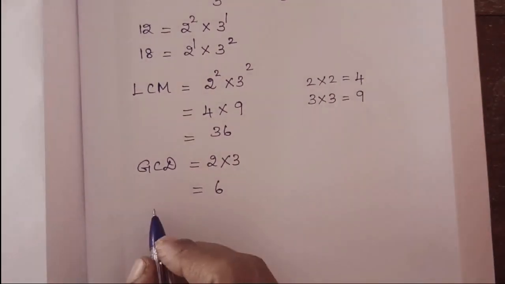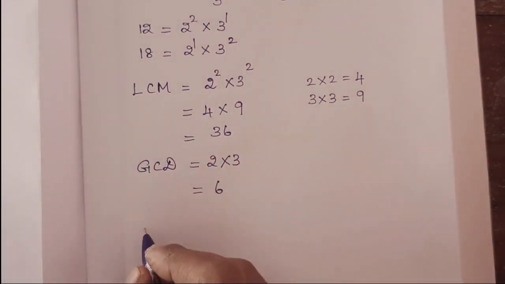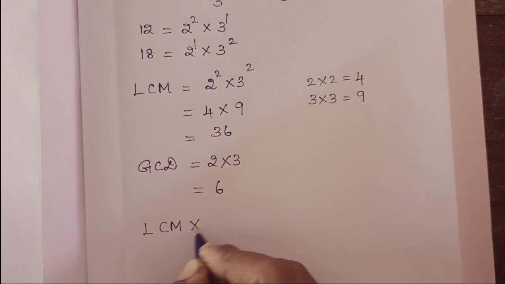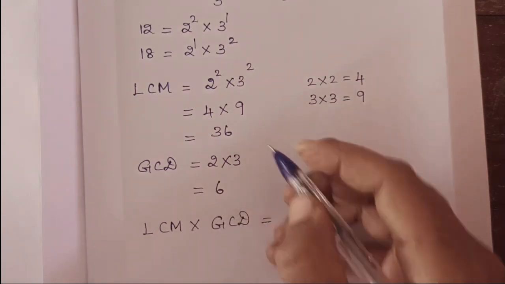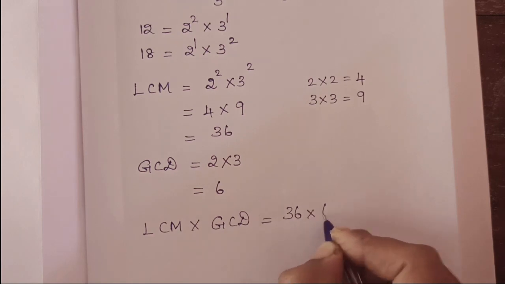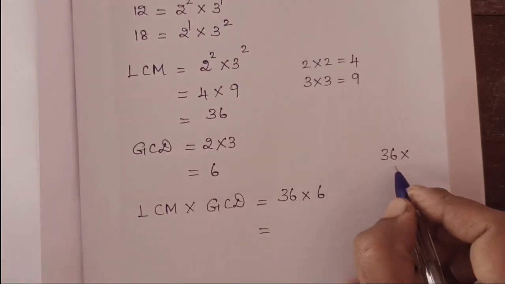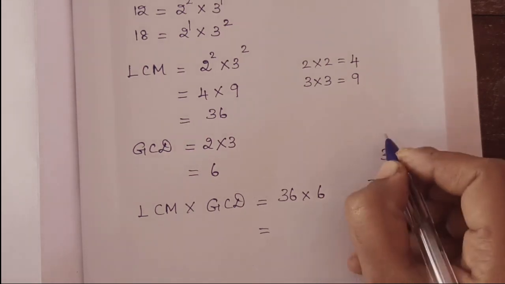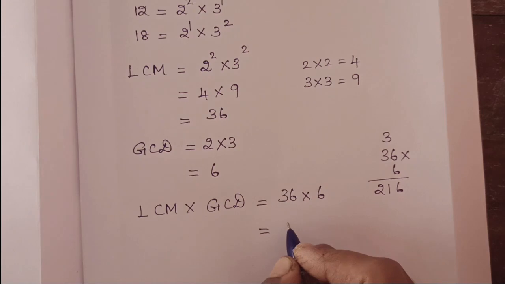Now I am going to multiply the results, that is LCM and GCD. So LCM into GCD equals 36 into 6. So 36, we need to multiply by 6. Okay, 6 sixes are 36, and here 18 plus 3, 21. So the answer is 216.